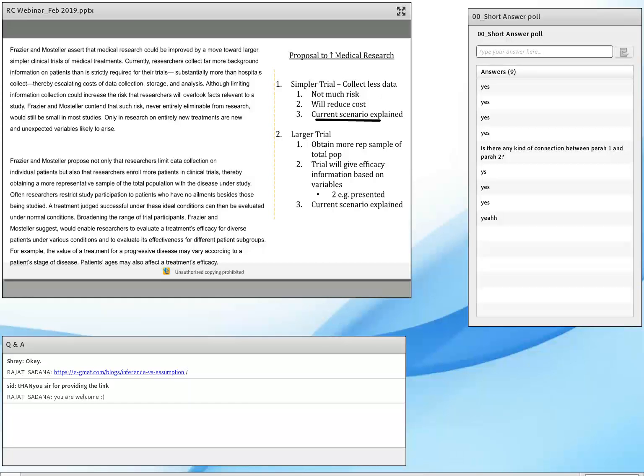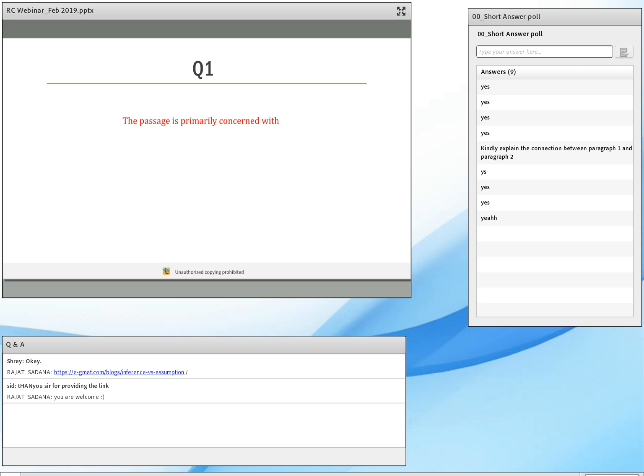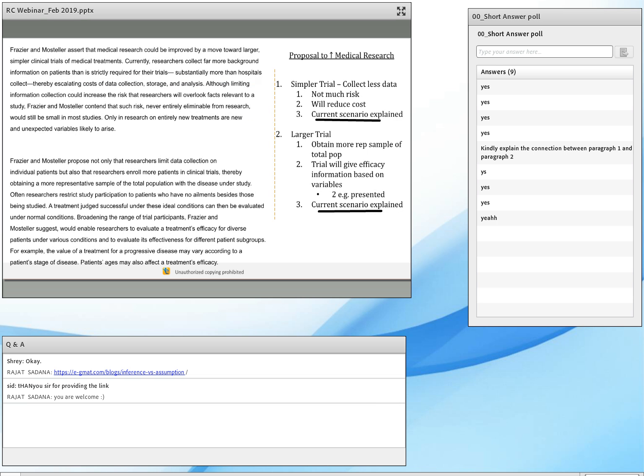And then the second thing that he says is, in addition to collecting less data, let's broaden the people who we put in the trial. Why? Because you'll get a much more representative population going through the trial, and it'll give you efficacy information about the larger population in general. He again explains the current scenario as well. Okay, so that's what the author does in this, explained from the point of view of FNM overall.